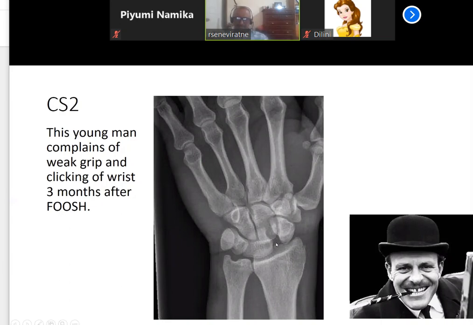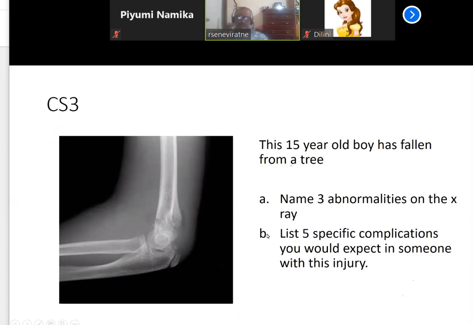It's also called David Letterman sign. I don't know the reason why. You can see a fairly noticeable gap, isn't it, between the scaphoid and lunate. So that's disruption of the ligament. So what are the abnormalities you see on this X-ray? Anybody?